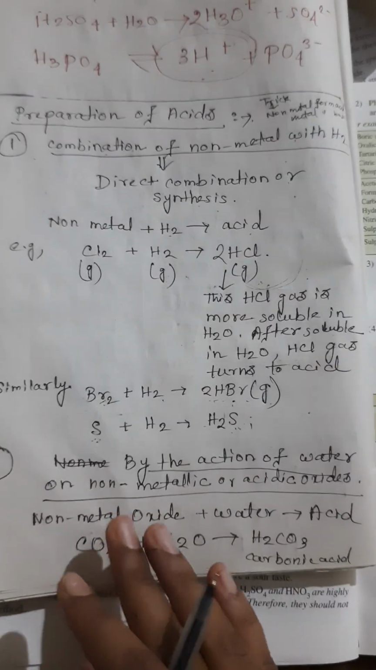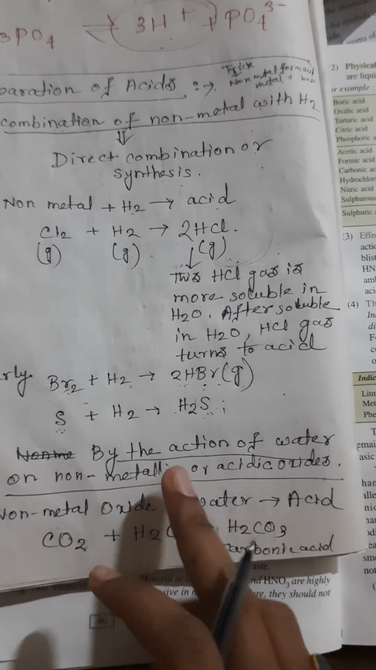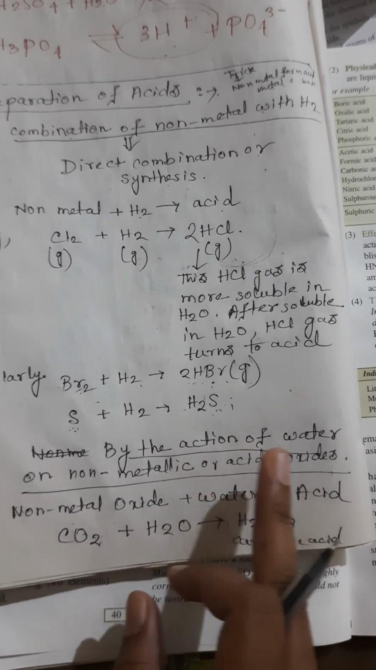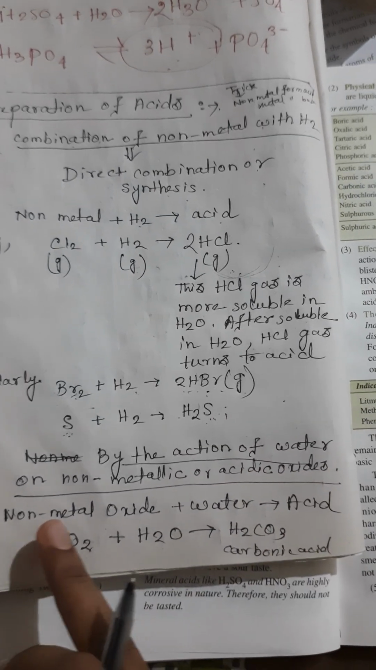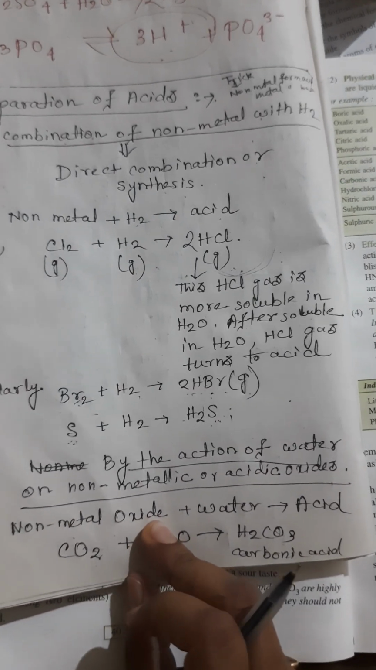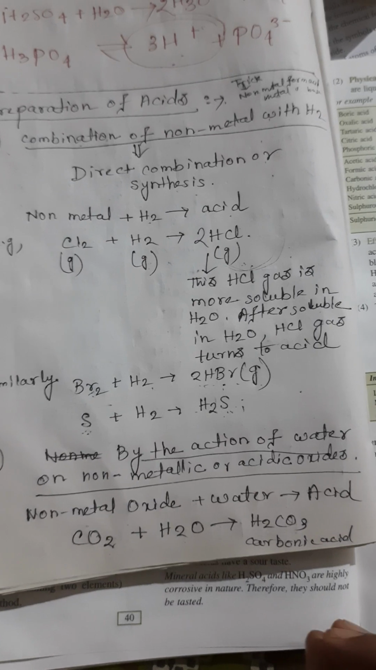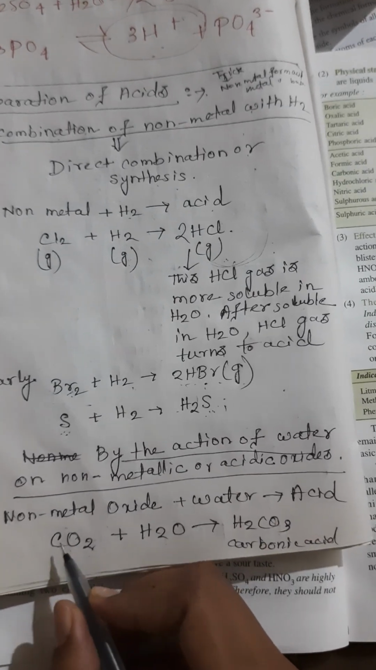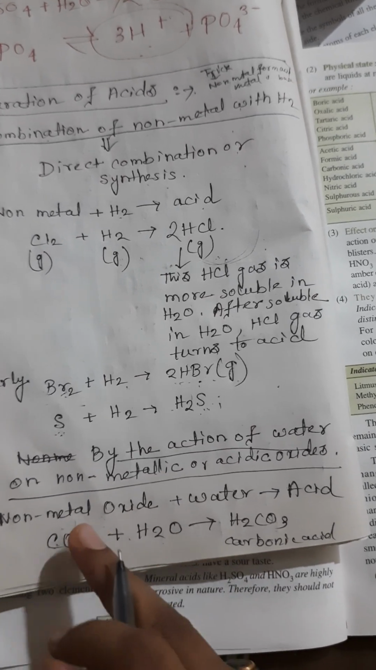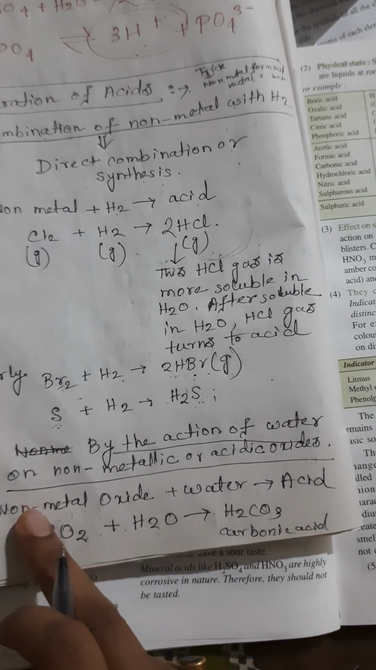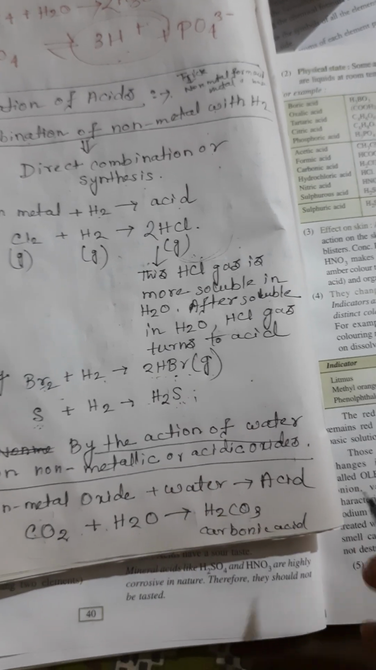The second process of the preparation of acids is by the action of water on non-metallic or acidic oxides. Non-metallic oxide means what? When a non-metal reacts with oxygen, non-metallic oxides are formed. For example, carbon is a non-metal; it reacts with oxygen and carbon dioxide is formed. So carbon dioxide is a non-metal oxide. When a non-metal oxide reacts with water, we get an acid.